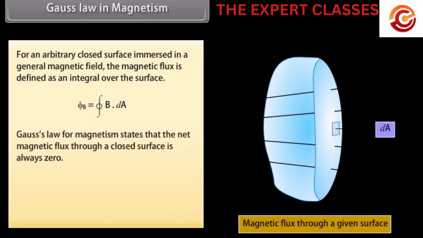Gauss's law of magnetism states that the net magnetic flux through a closed surface is always zero. Closed integral of B dot dA is equal to 0. The SI unit of magnetic flux is Weber.